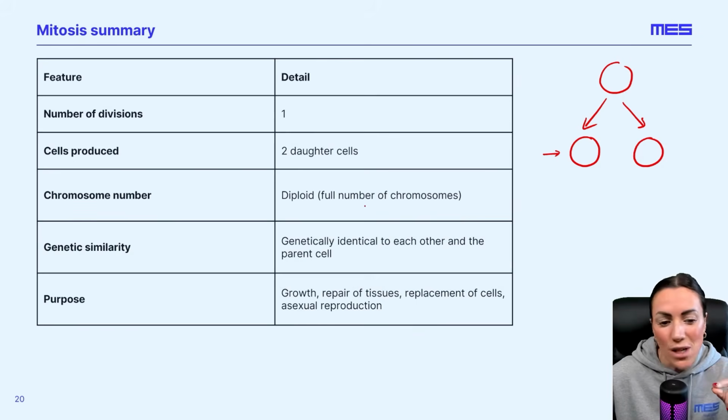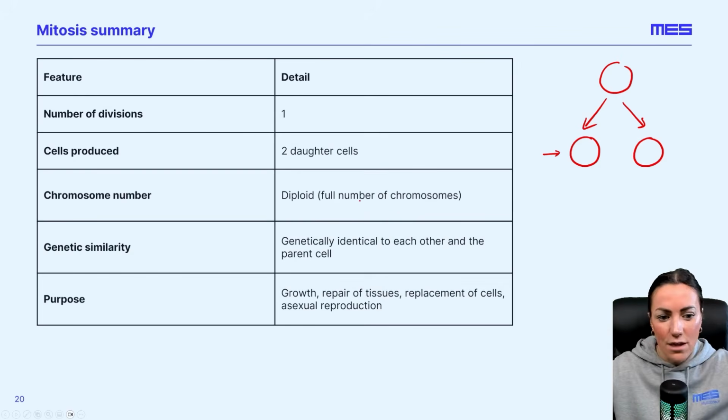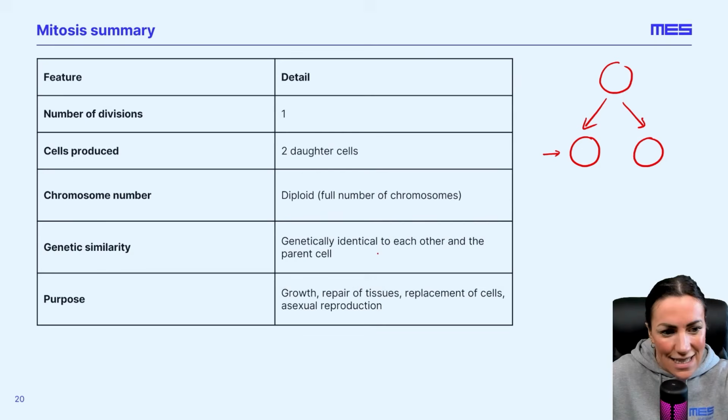The daughter cells will be diploid, so they will each have a full set of chromosomes, or the full number of chromosomes, because remember, the chromosomes were replicated prior to mitosis, and then 1 set of chromosomes was pulled to each opposite end. The daughter cells will be genetically identical, so they will have the same chromosomes with the same genes. They'll be genetically identical to each other and to the parent cell.